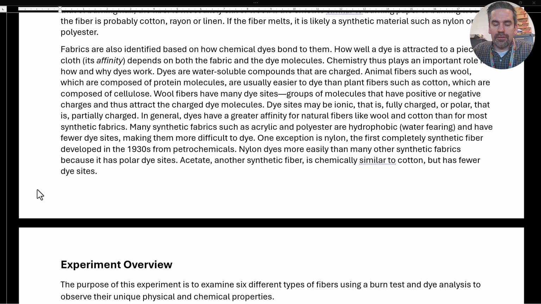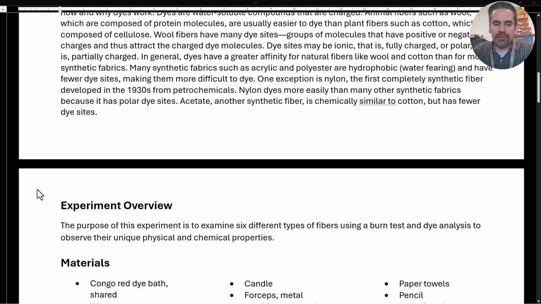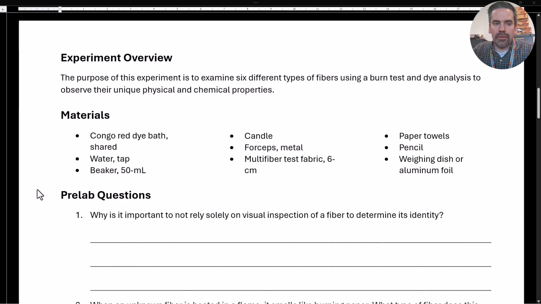Many synthetic fabrics, such as acrylic and polyester, are hydrophobic, water-fearing, and have fewer dye sites, making them more difficult to dye. One exception is nylon, the first completely synthetic fiber developed in the 1930s from petrochemicals. Nylon dyes more easily than many other synthetic fabrics because it has polar dye sites. Acetate, another synthetic fiber, is chemically similar to cotton but has fewer dye sites. So here is the experimental purpose. The purpose of this experiment is to examine 6 different types of fibers using a burn test and dye analysis to observe their unique physical and chemical properties.